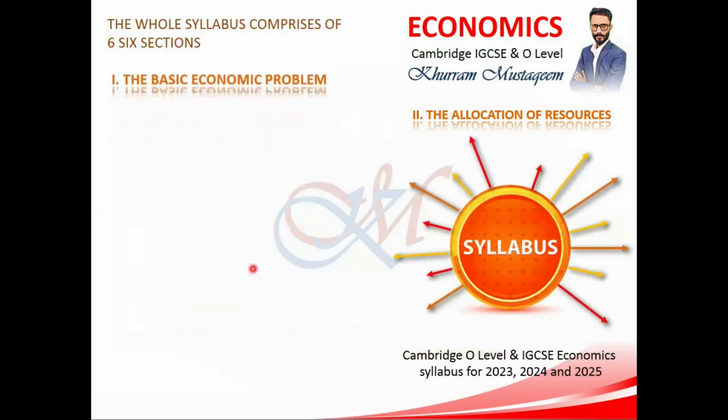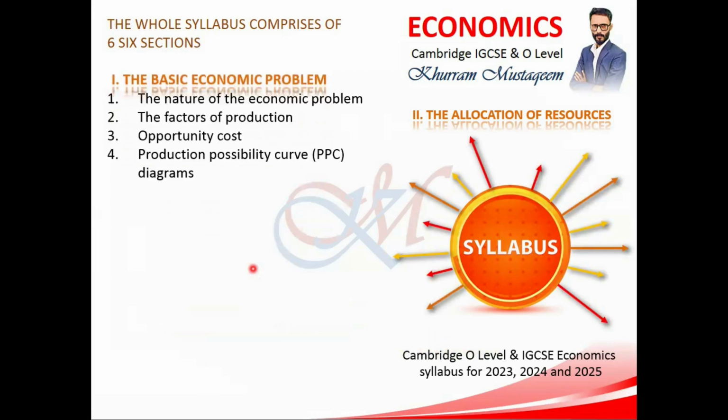Basic economic problem. In every economy there is a problem: what to produce, how to produce, and for whom to produce. In this section you will study four chapters: the nature of the economic problem, as I told you, that is what to produce, how to produce, and for whom to produce. Then the factors of production. There are four factors of production: land, labor, capital, enterprise.